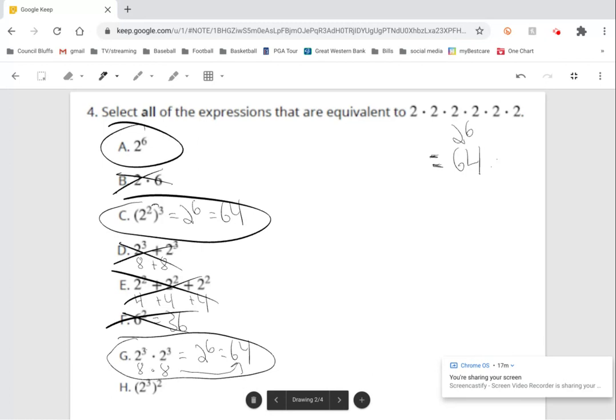And H looks almost exactly the same as C, except the exponents are switched. Mathematically, if we switch those exponents, do the answers remain the same? And the answer is yes. Because if I multiply these exponents, I still get 2 to the power of 6, which is 64. So in total, there are 4 answers, A, C, G, and H on number 4.